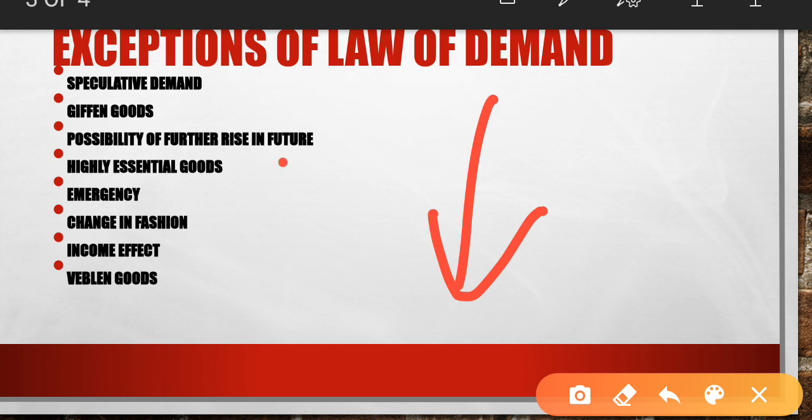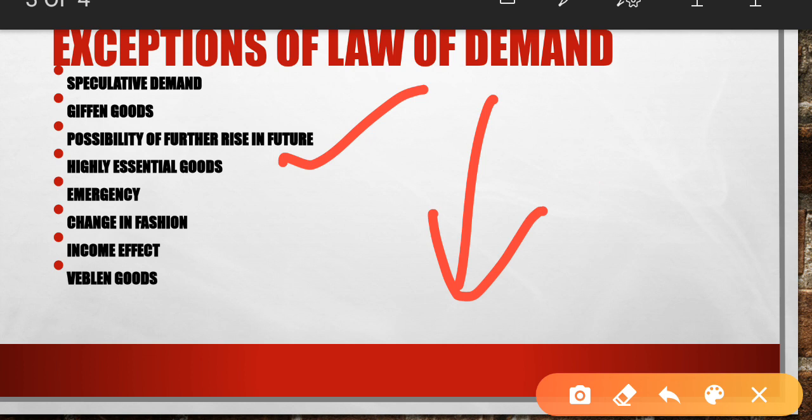So here it is said: possibility of further price rise in future. That means the gold price rises today, so you start demanding. With a rise in price, the demand will increase. Why? Because of expectation, because in future you might feel that it will rise further.